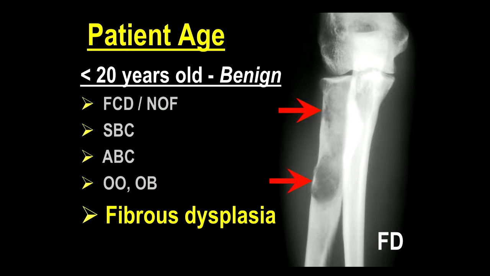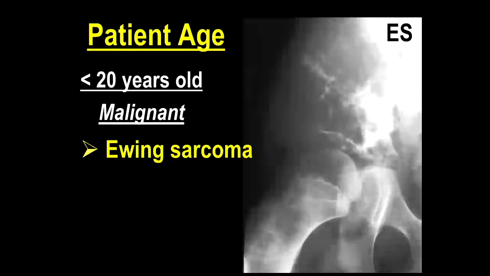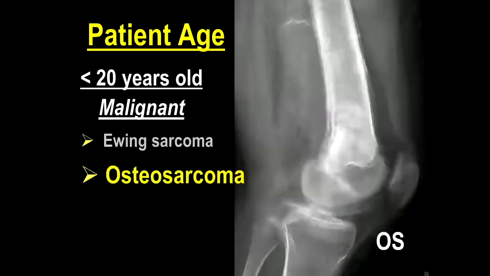Also in this age group, there are a couple of malignant bone tumors that come up again and again. The 2 classic important ones that everybody needs to know about include Ewing sarcoma and osteosarcoma. And so we'll be talking more about those later too.